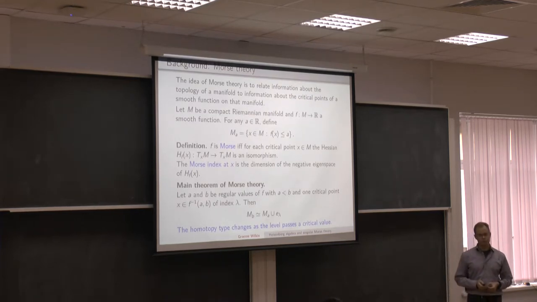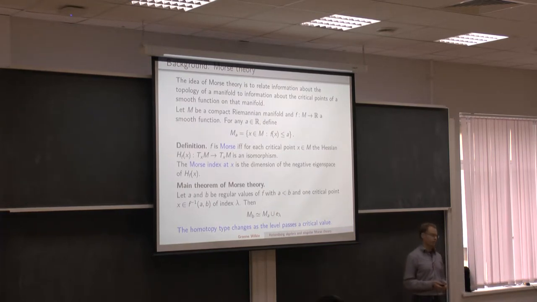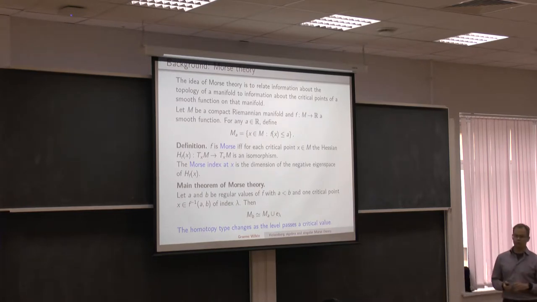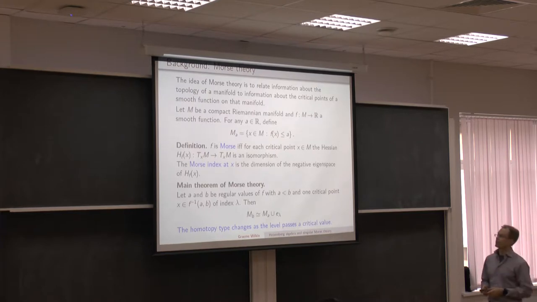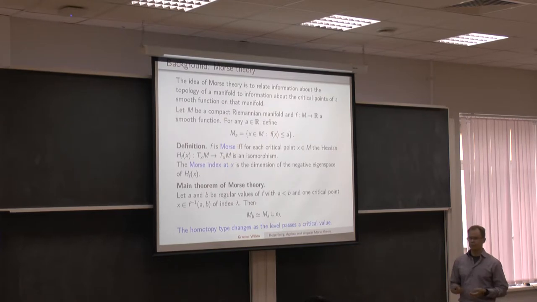So I'll just review some basic Morse theory to motivate some of the constructions. The basic idea of Morse theory is to relate critical points of a smooth function on a manifold to the topology of that manifold. I'll explain the definitions in more detail in a minute, but we need some conditions on the manifold and the function for this to work. If we have a compact Riemannian manifold with a smooth function, then one condition you need is that the function is Morse. Essentially that means that you have good local properties around each critical point. Each critical point looks like a saddle point or a high dimensional saddle point.